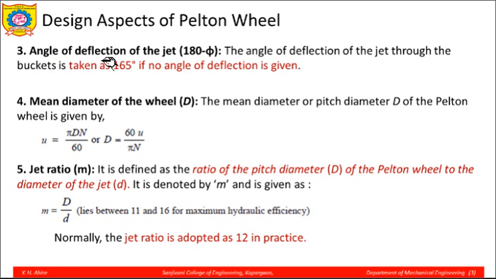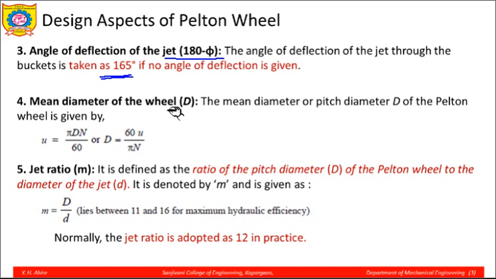Next is the angle of deflection of the jet over a Pelton wheel bucket. That is given by 180 minus phi, where phi is the vane angle at the outlet, the bucket angle at the outlet. If no angle of deflection is given in a numerical, you can safely assume it to be 165 degree. We know very well the angle of deflection in a Pelton bucket varies in the range of 160 to 165 or 170 degree, right?